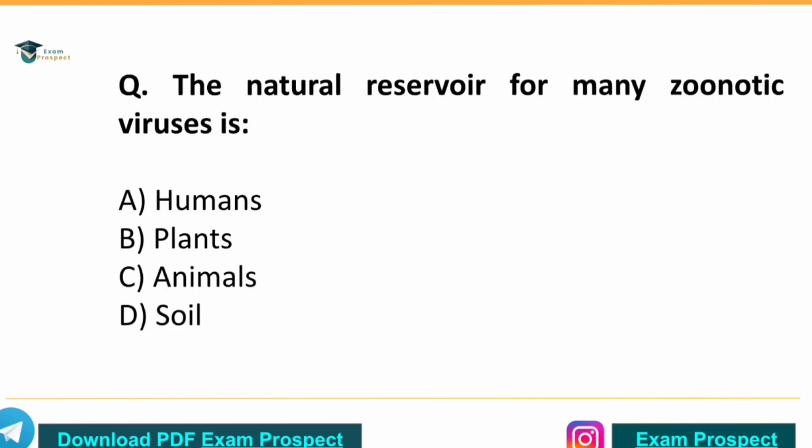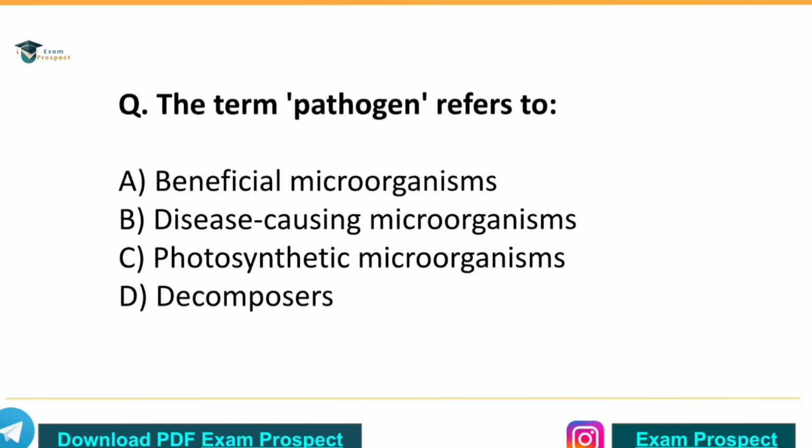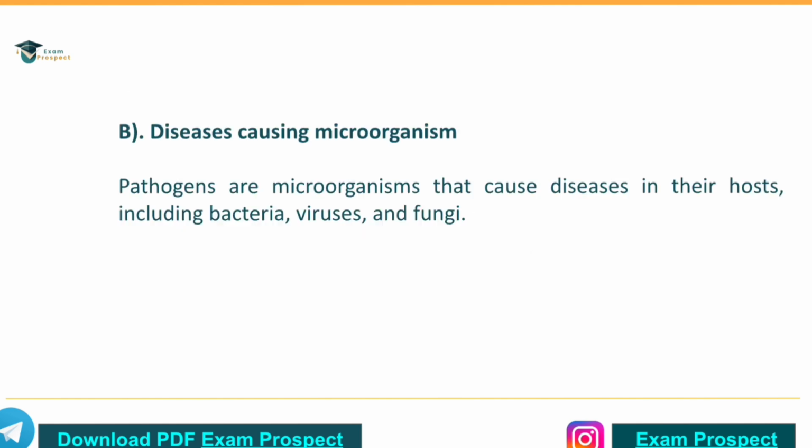Next question, the natural reservoir for many zoonotic viruses is? Correct answer is option C, animals. Next question, the term pathogen refers to? Correct answer is option B, disease-causing microorganisms. Pathogens are microorganisms that cause disease in their hosts, including bacteria, viruses, and fungi.